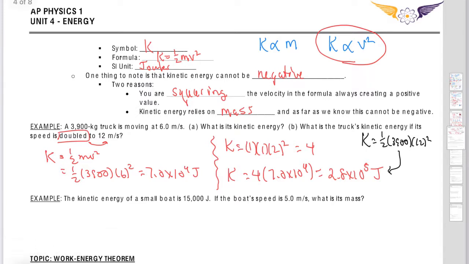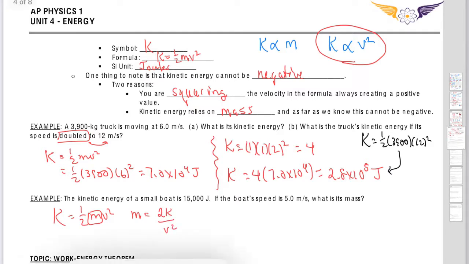In the next question, we're going to solve for mass. The kinetic energy of a small boat is 15,000 joules. The boat speed is 5 meters per second. What is its mass? We start with the original equation, K equals 1/2 mv squared, and we're going to solve this for m. So m is going to be 2K over v squared.